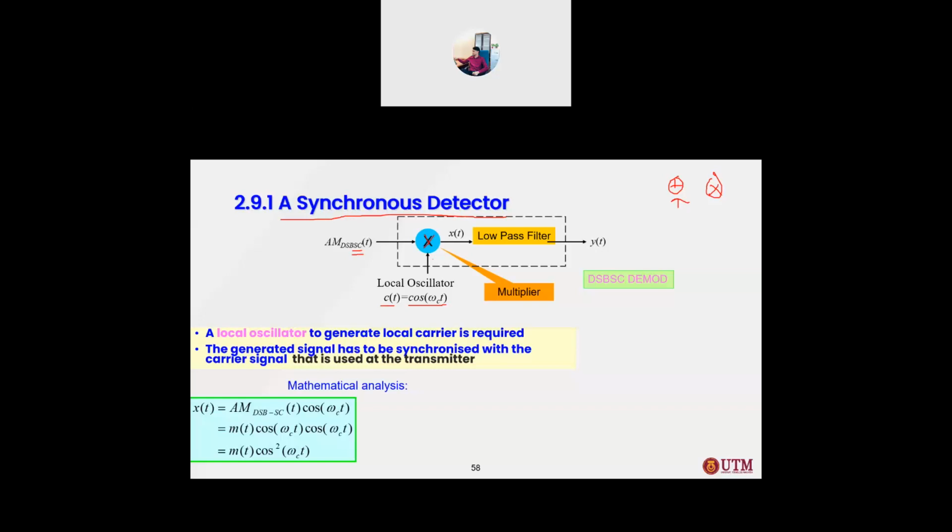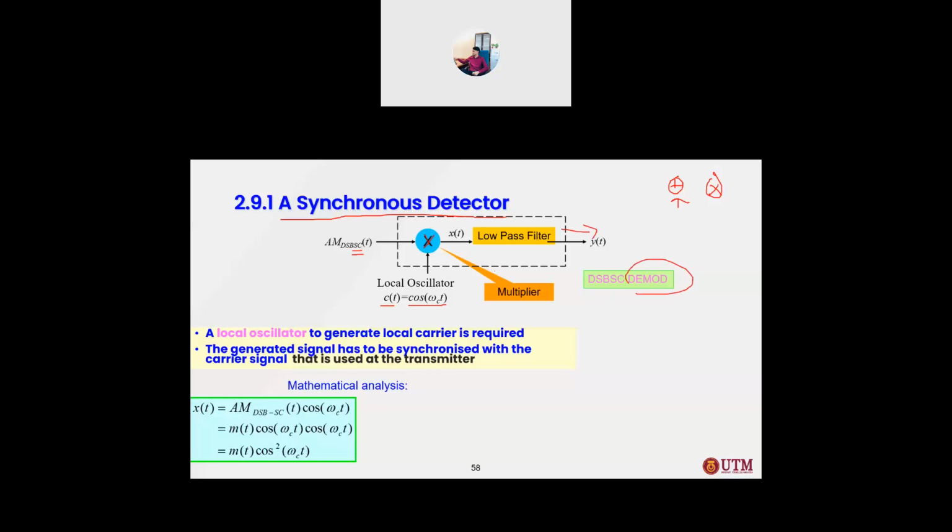Then multiply. This of course is a multiplier, because it is going to be multiplied, and that's when you get a square or whatever. Then you have the output, which is x(t). Then x(t) goes to the low pass filter, so you remove all of the higher frequency, leaving only the low frequency to pass through. So this is double sideband suppressed carrier demodulation.